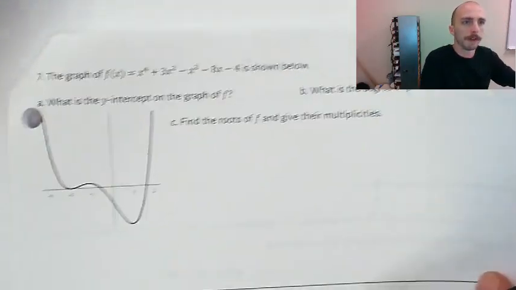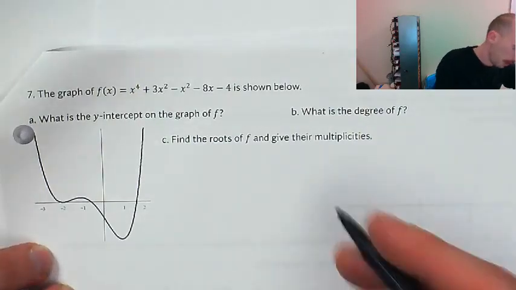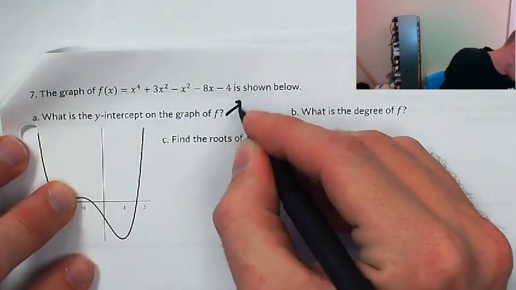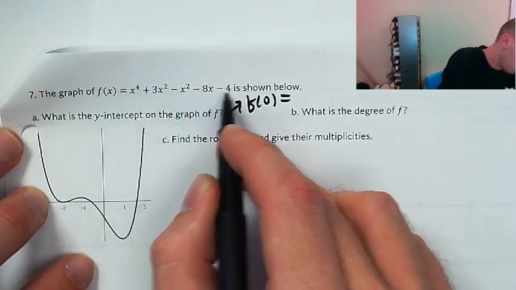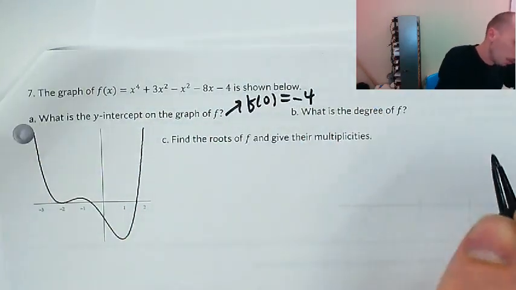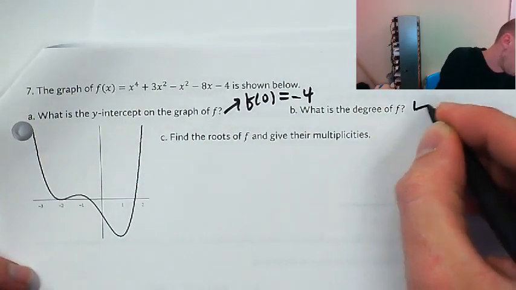All right, the graph of f of x is shown below. What's the y-intercept on the graph of f? Well, that's going to be f of 0, which equals, if I plug in 0, I'll get 0, 0, 0, 0, 0, all negative 4. Okay, great. What's the degree of f? It's the highest exponent of x that I see. That's going to be degree 4.